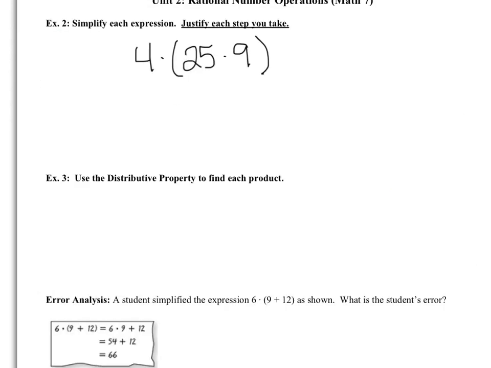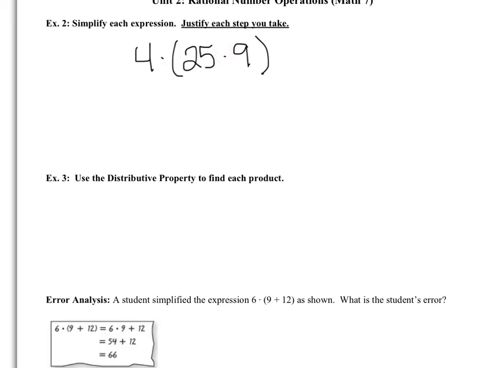All right, let's practice using some of those properties we just talked about to get some flexibility in how we're going to solve the problem. If I look at 4 times the quantity of 25 times 9, if I followed order of operations as I should, I need to do 25 times 9 first. But I don't know about you, I don't want to do that in my head. So I'm going to look for a different way that I can solve this problem.